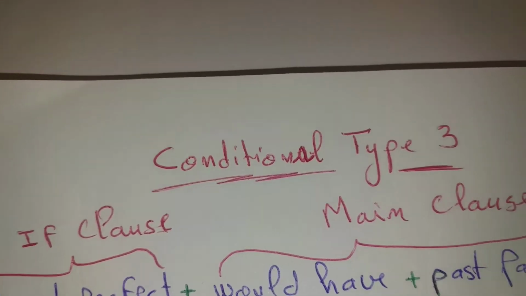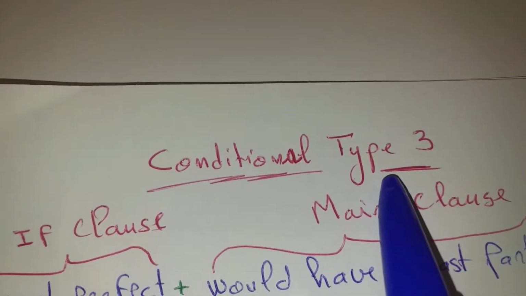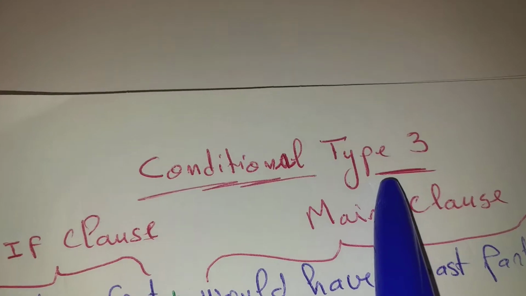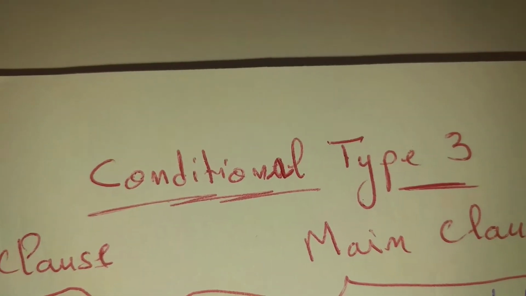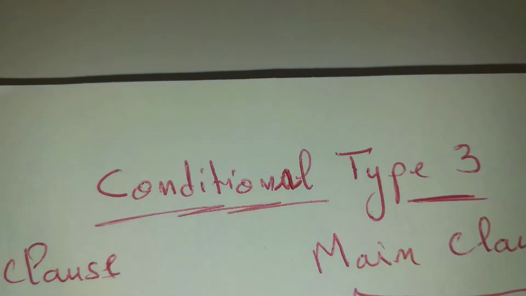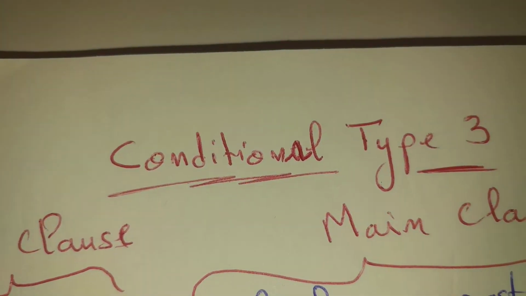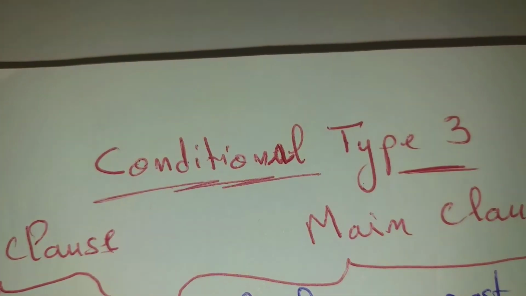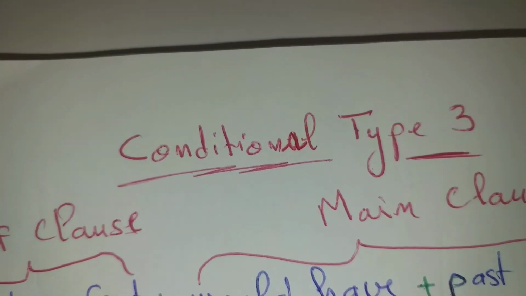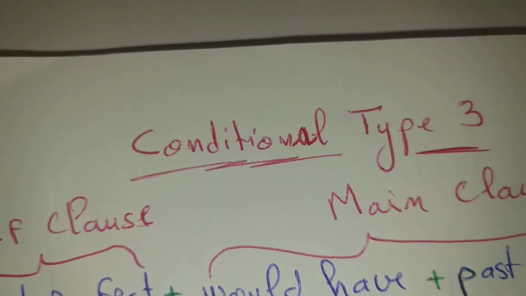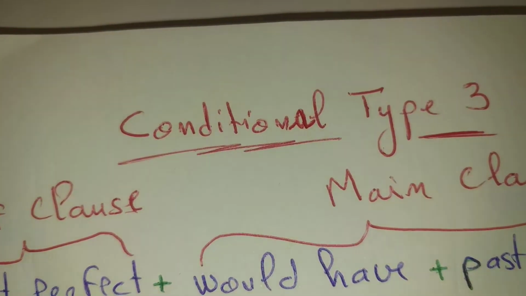Today we're going to talk about conditional type 3. There are many: conditional type 0, conditional type 1, 2 and conditional type 3. What is conditional type 3? When do we use conditional type 3? Conditional type 3 is an expression we use in the past. So it is not about the present, it's not about the future, but it is about the past.